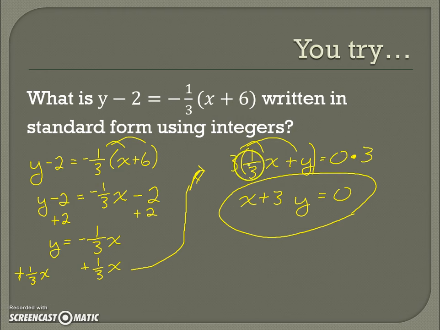Okay, then from there I need to multiply it by 3 to get rid of my fraction. And so I get x plus 3y equals 0. So that is that one written in standard form. That's a tough problem, but it's not impossible. So take some time and look at that if you are unclear as to what all that means.